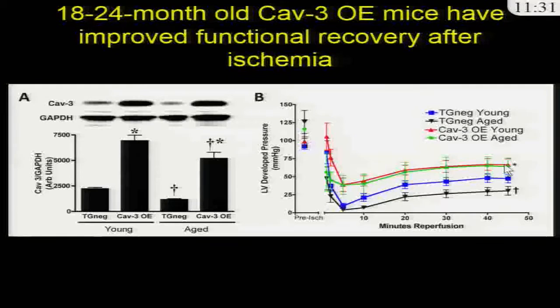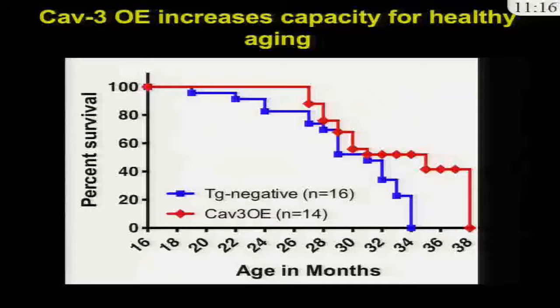What was striking is that in the young and old CAF3 overexpressing animals, there's a higher recovery of function that's maintained throughout lifespan. This is striking in the sense that we have a physiology here that is stress adaptive at multiple levels, and it seems to track with time as well.